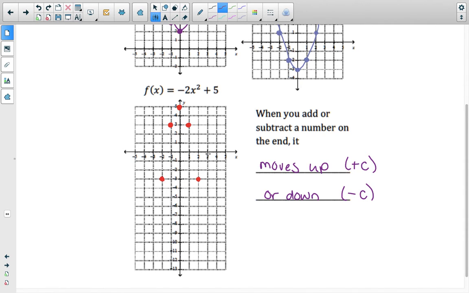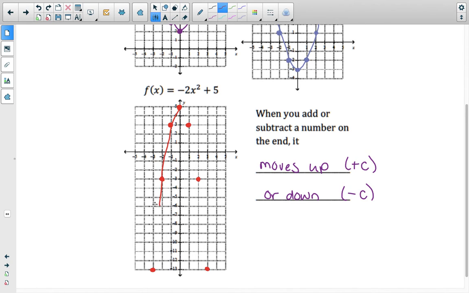And let's try 3. 3 squared is 9. Times negative 2 is negative 18. And then negative 18 plus 5 is negative 13. So 3 will be at negative 13. And with symmetry, we'll have negative 3 at negative 13. So we can connect our coordinates.